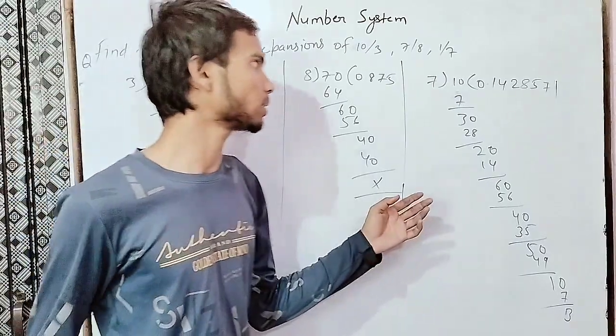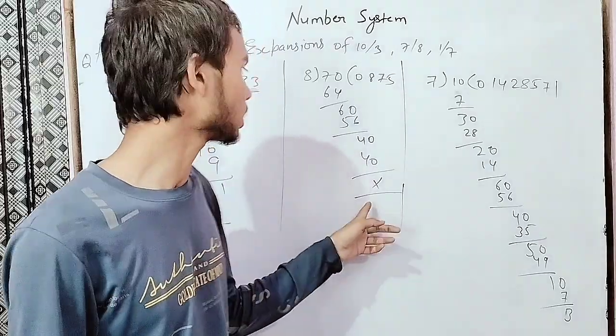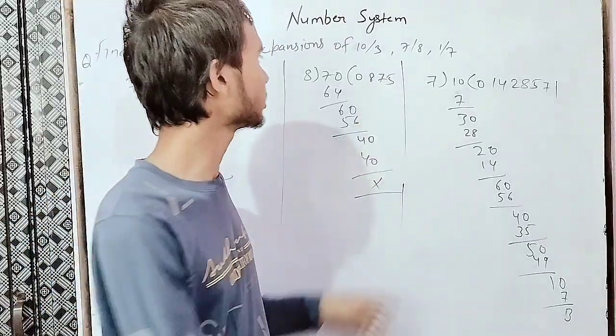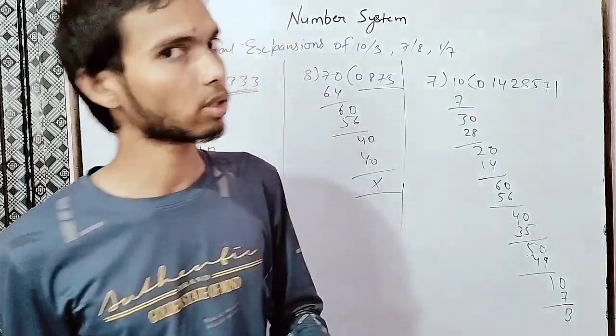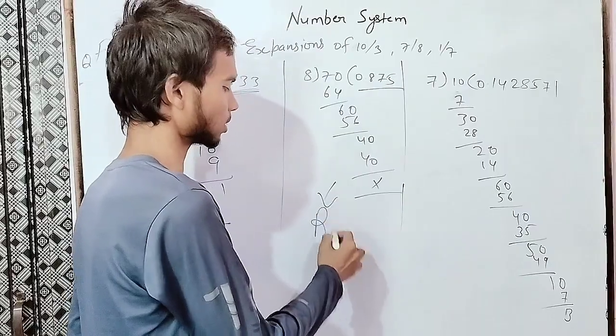Rational. But here you can see there is an end. And here, after the decimal it also ends. So it will be considered rational.